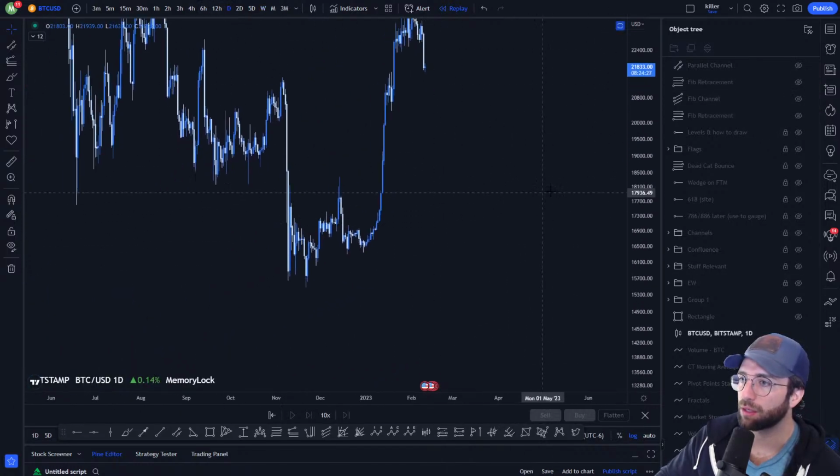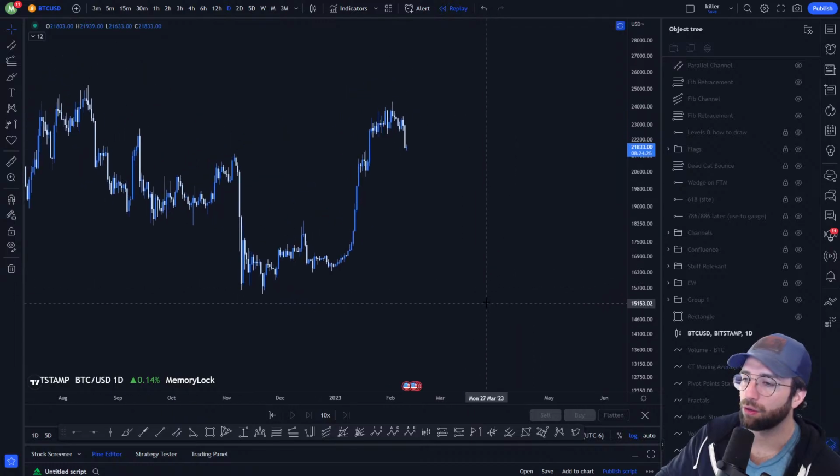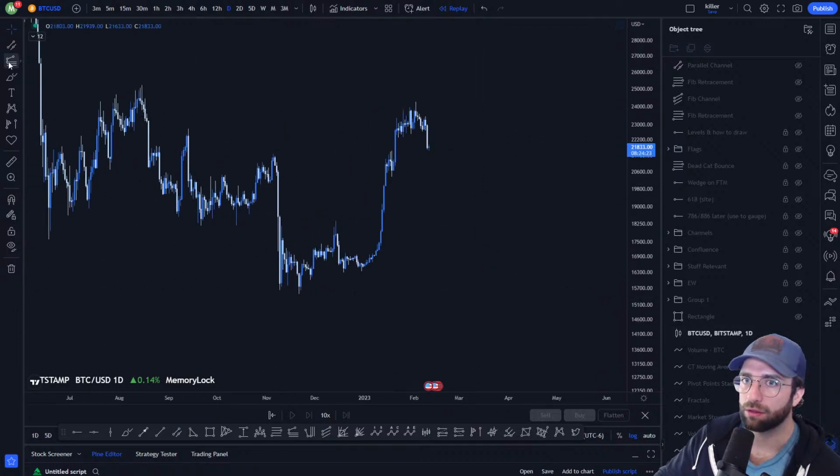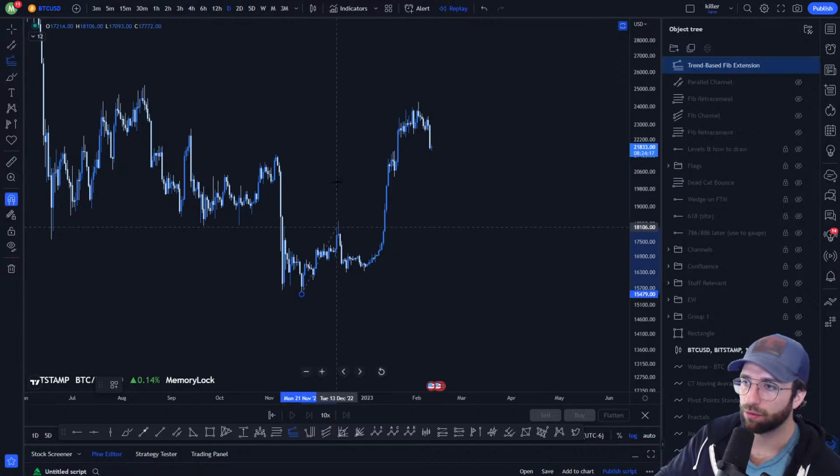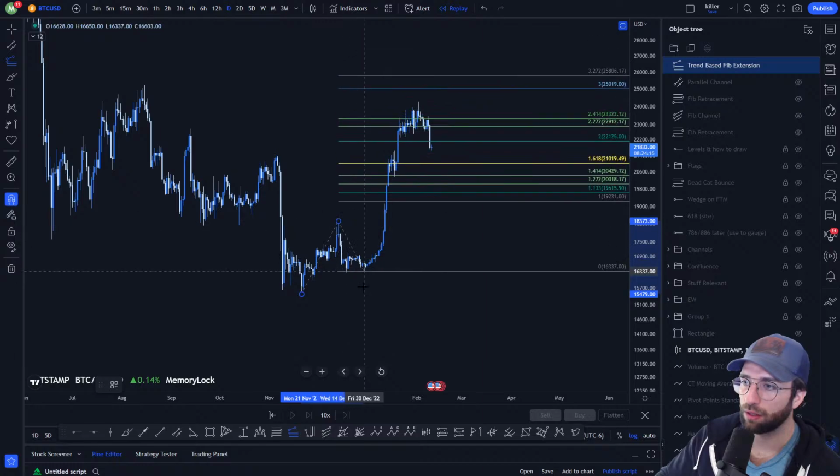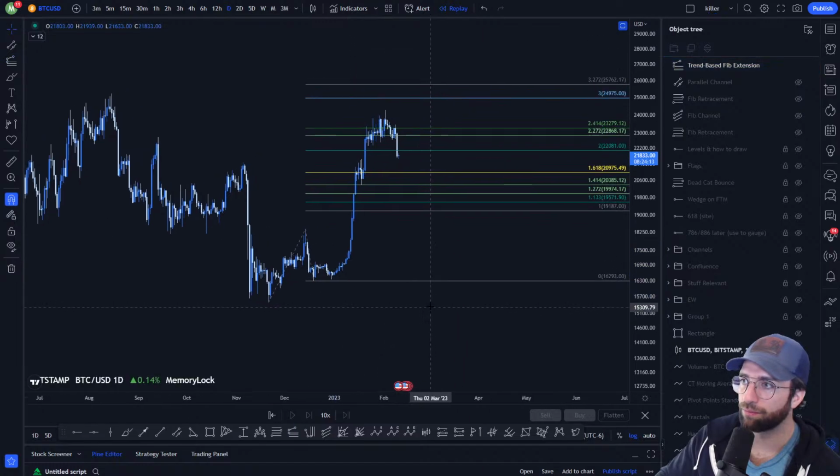You can zoom in here and you could say, well, how does this one compare to this one? And you could just go, well, hey, we had this rally from here to here, and I'm going to pull this down to the low. Let's see how those two compare and kind of draw from there.